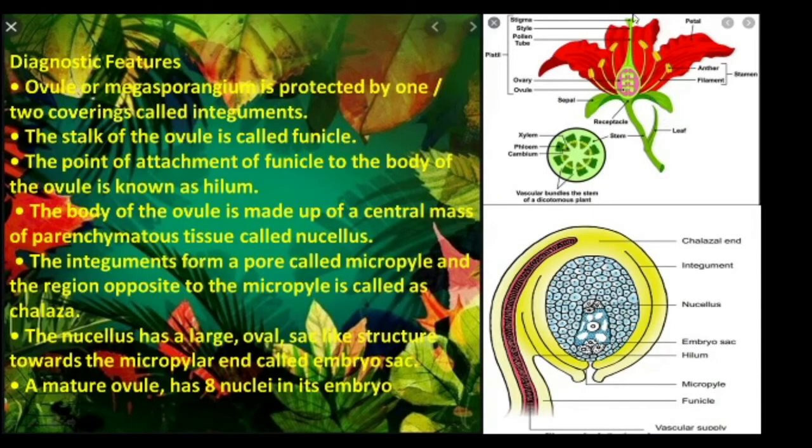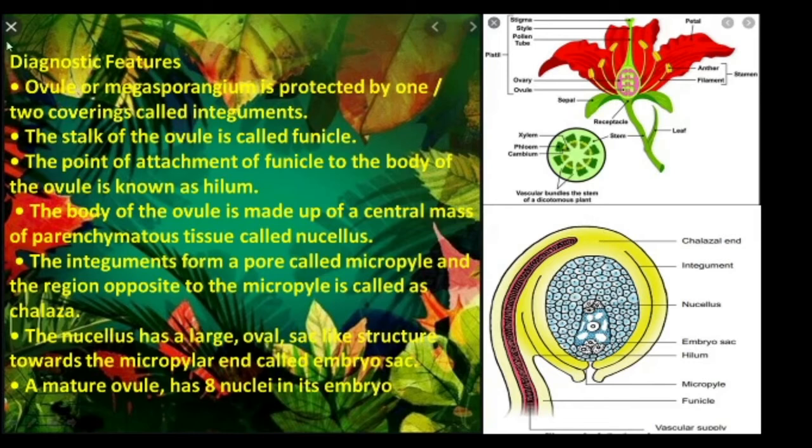So this is a pistil, the female reproductive part. The first part is the stigma, then the style. This swollen part is called the ovary. Inside the swollen part of the ovary, ovules are placed. Here 6 ovules are placed. After fertilization, these 6 ovules are converted into 6 seeds. If you take a longitudinal section of this ovule, we will get a structure like this.